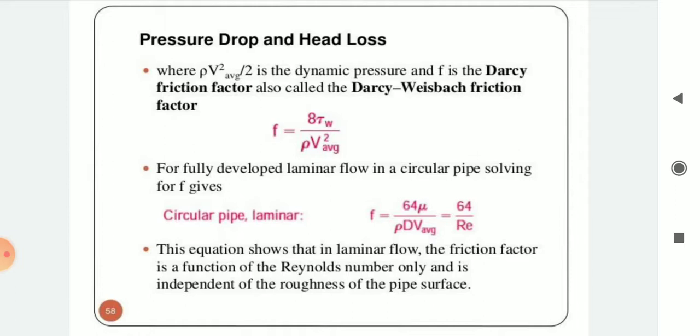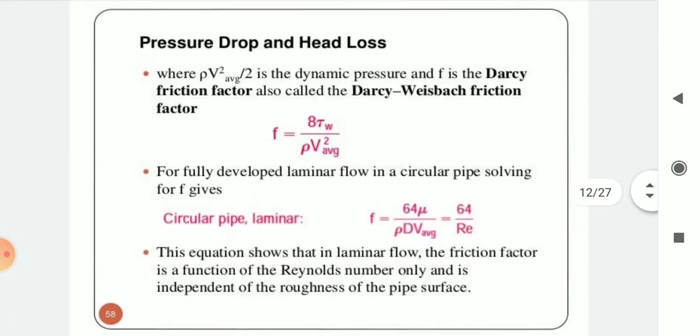For fully developed laminar flow in a circular pipe, solving for f gives f equal to 64 μ divided by ρ D V average, which is equal to 64 divided by Reynolds number Re. This equation shows that in laminar flow, the friction factor is a function of Reynolds number only and is independent of the roughness of the pipe surface.